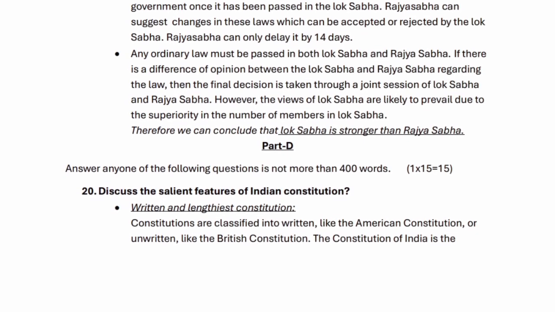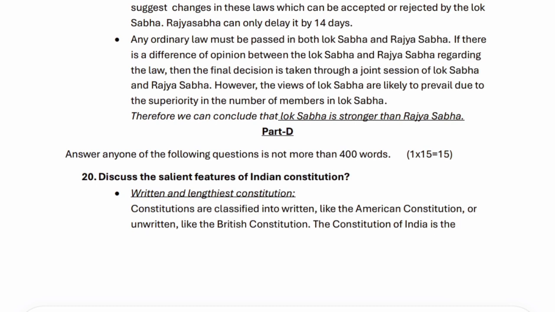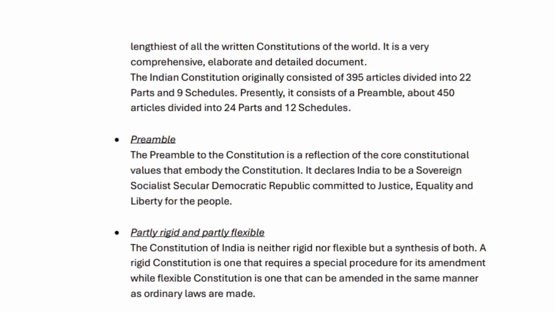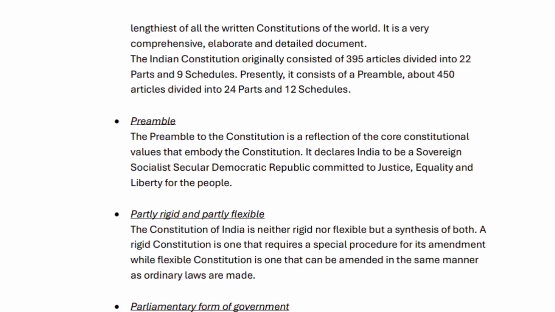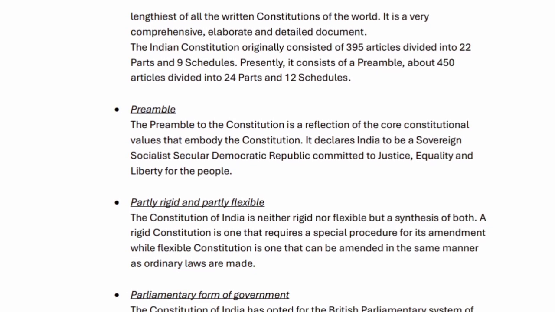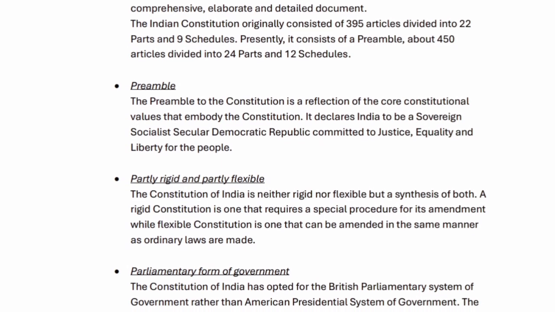Written and lengthiest Constitution. Constitutions are classified into written, like the American Constitution, or unwritten, like the British Constitution. The Constitution of India is the lengthiest of all the written constitutions of the world. It is a very comprehensive, elaborate and detailed document. The Indian Constitution originally consisted of 395 articles divided into 22 parts and 9 schedules. Presently, it consists of a preamble, about 450 articles divided into 24 parts and 12 schedules.